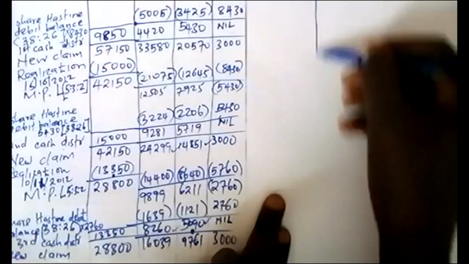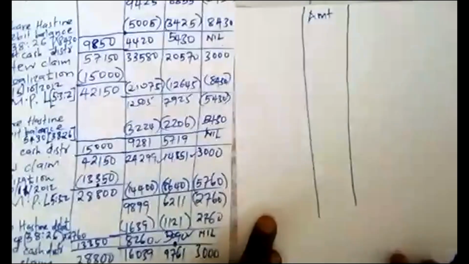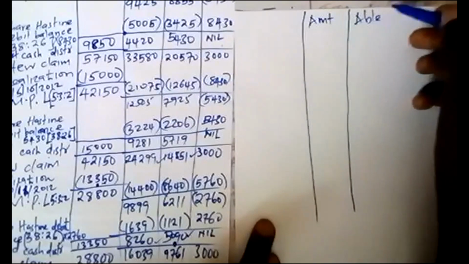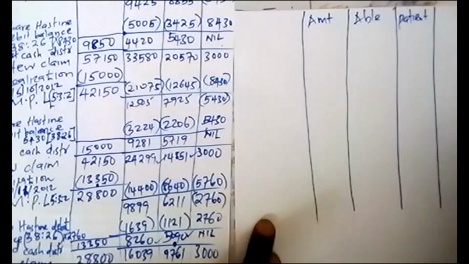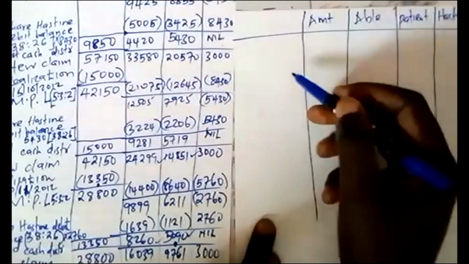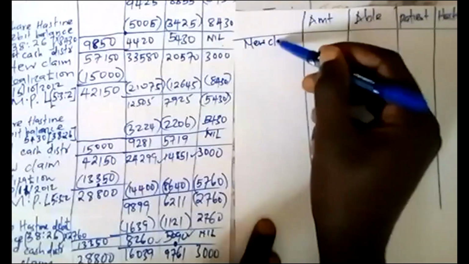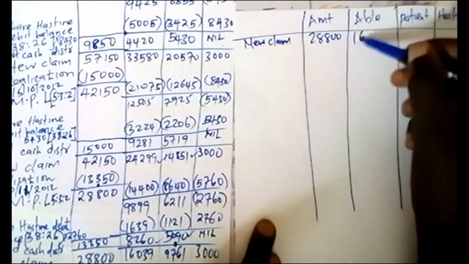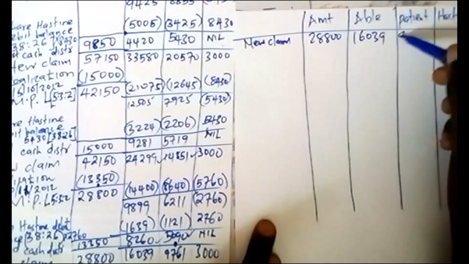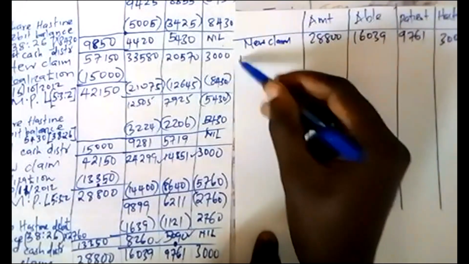So I can write on the other side here. So the amount. So we have Able, we have Patient, and we have Hastings. So in this scenario, we know that the new claim is 28,800, 16,039, and we have 97.61, and this one was 3,000. So you go for the next realization.